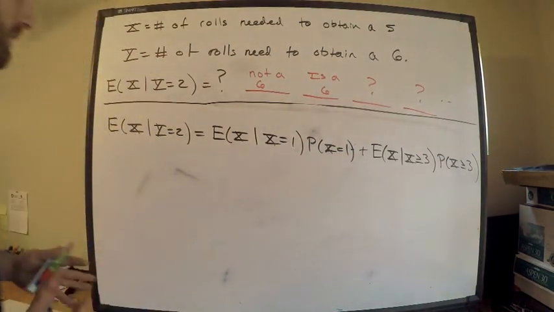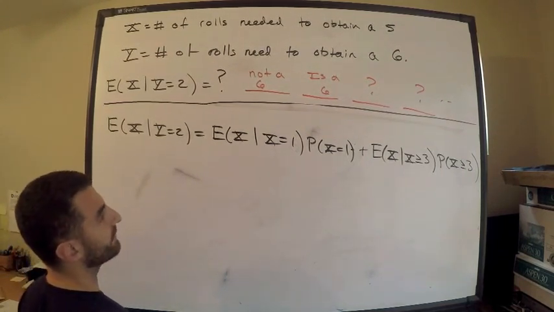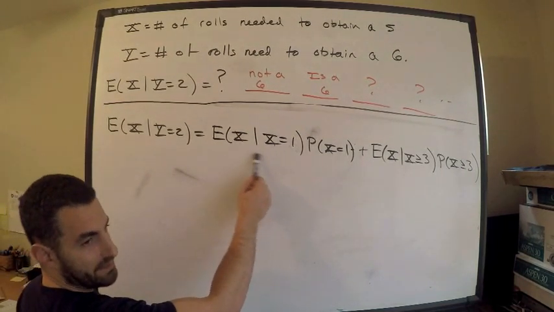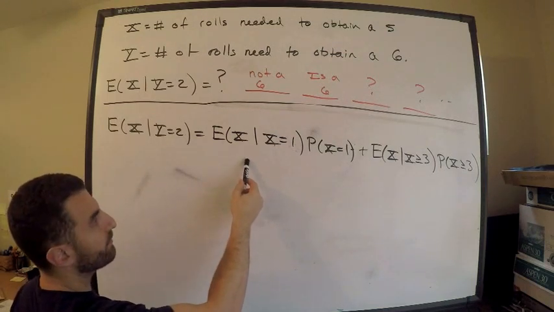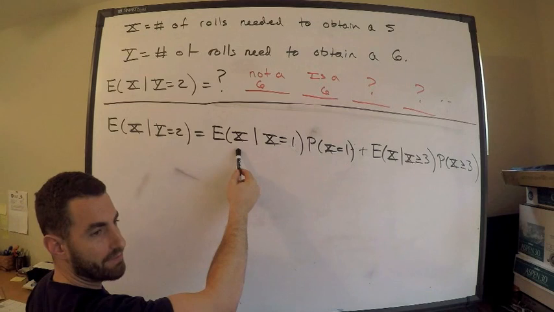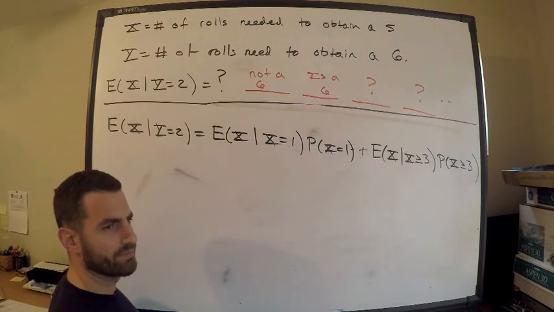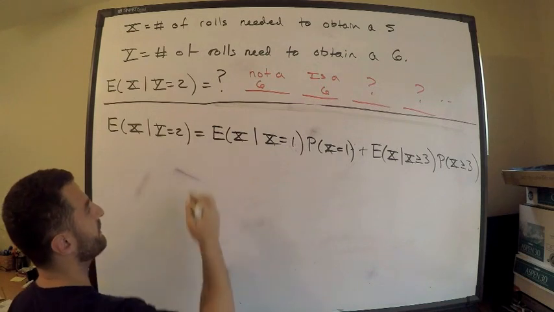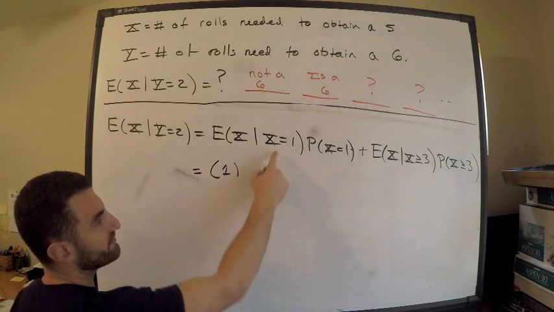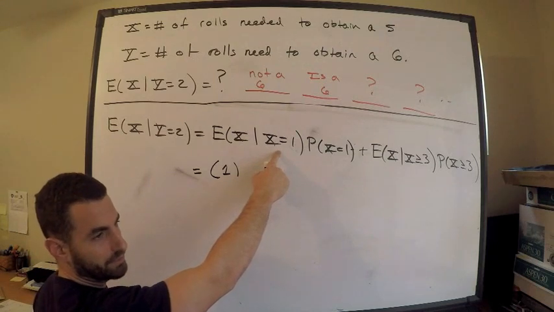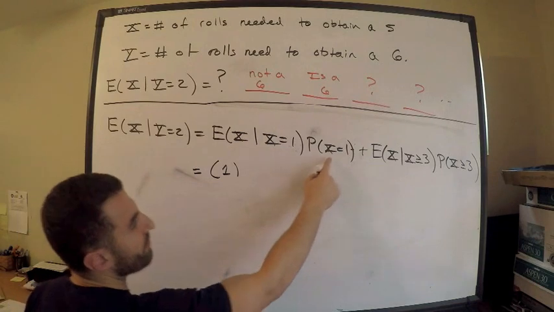So what can we say now? Just think about this quantity for a second. Think logically, what does this mean? I'm saying, what's the expected number of rolls to obtain a 5, given that the first roll is a 5? Well, 1, right? Think about that for a second. We're saying that we rolled a 5 on the first roll, so the expected number of rolls is 1. Okay? What's the probability that X is 1?